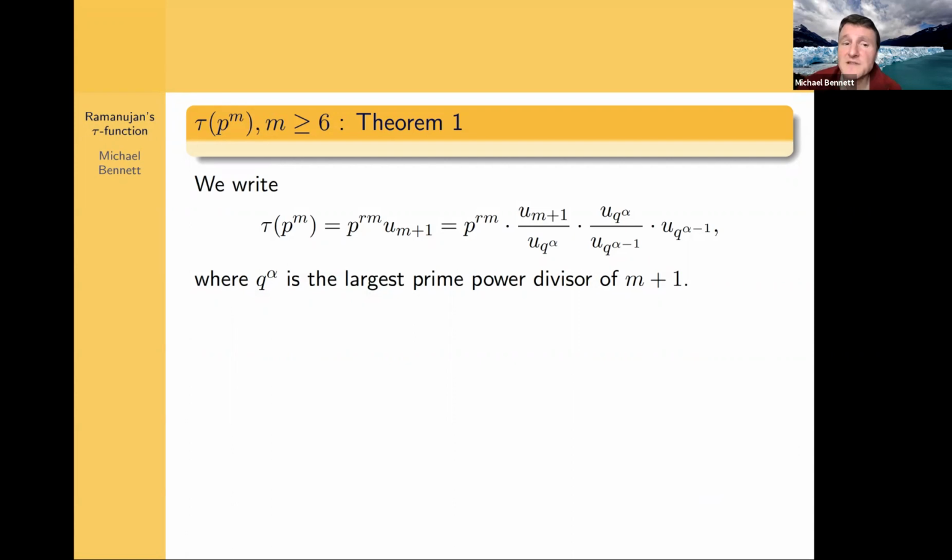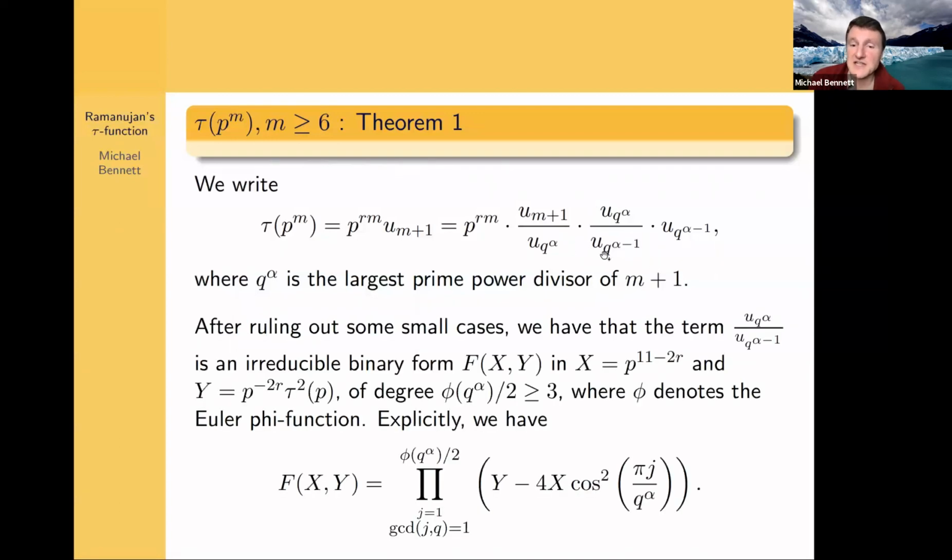And what we do is we take the largest prime power divisor of m plus 1, and we do this factorization, which we can do because these are all what are called divisibility sequences. And the second last term here is actually an irreducible binary form of degree at least 3. At least it is after you eliminate some other small cases of m, but those are not hard to do. So what we end up getting is, if we fix the prime divisors of tau of p to the m, we end up fixing the prime divisors of this new big f of x. And so this thing's irreducible, it's easy to work with, and this gives us what's called a two-way Mahler equation.